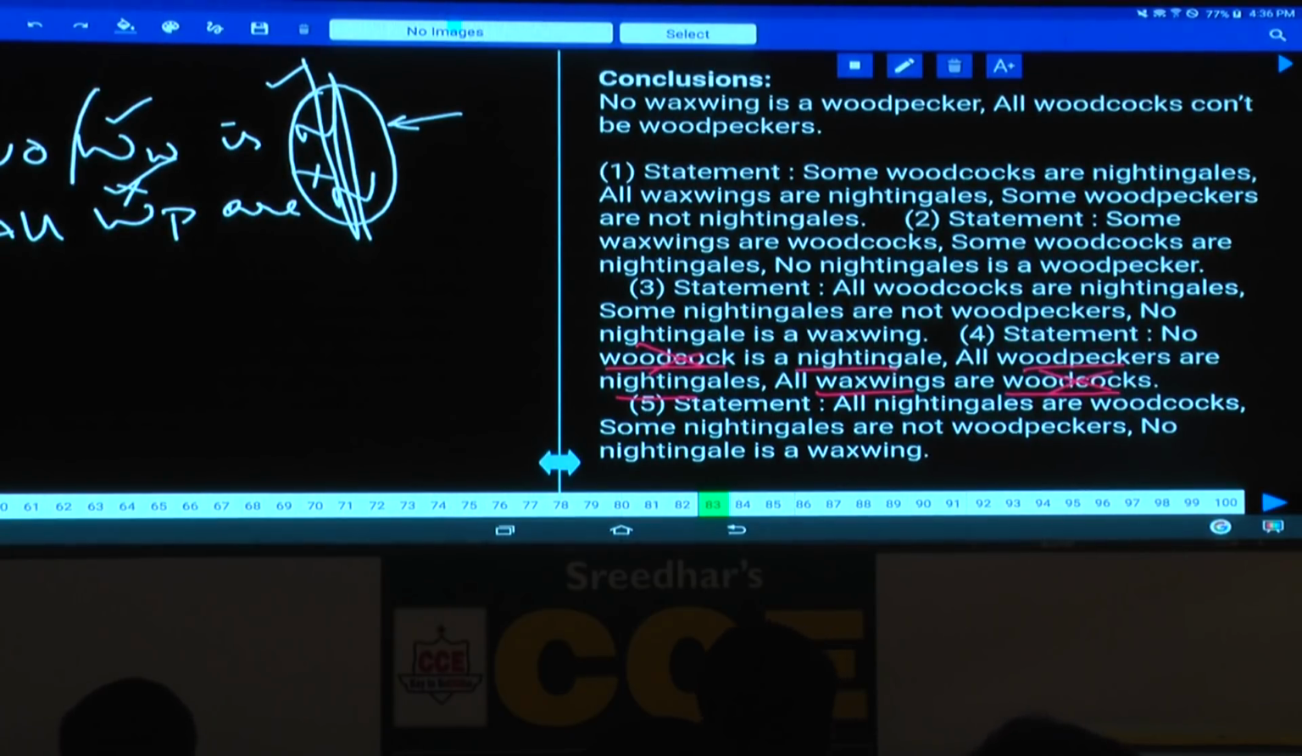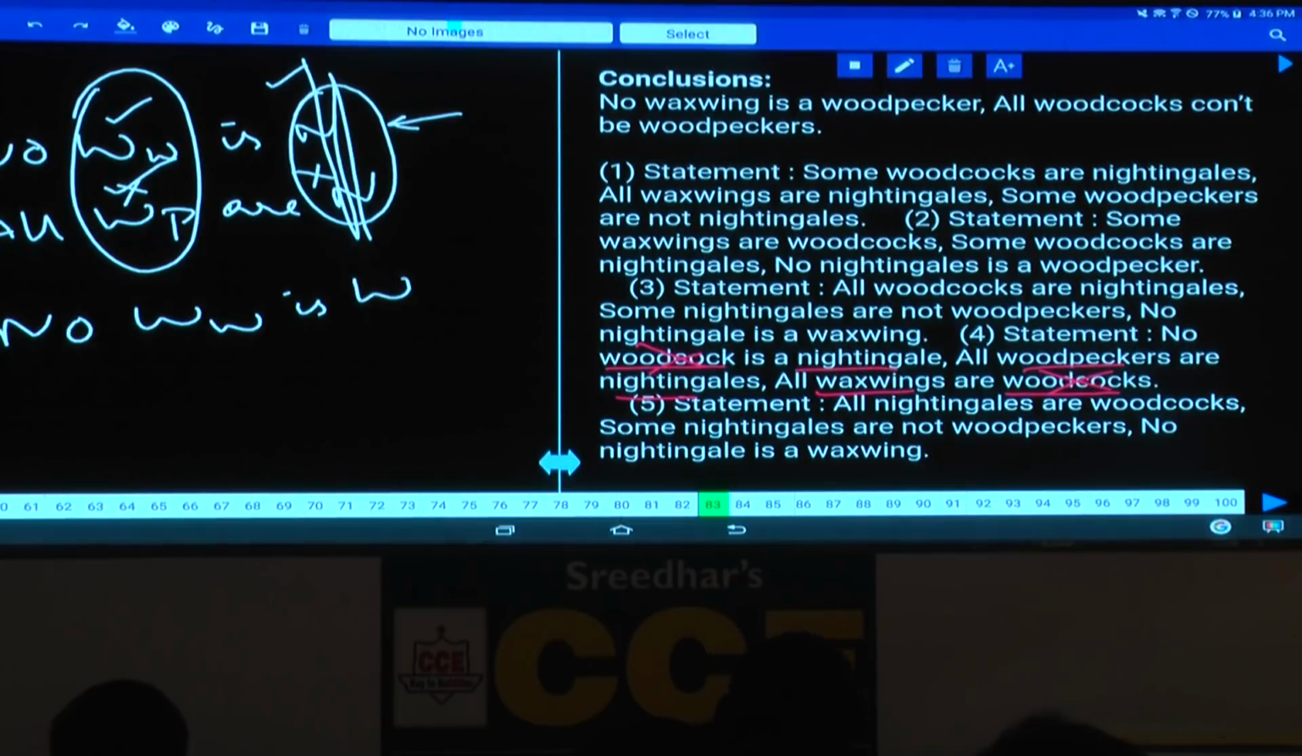And the conclusion must be in between these two. What is the final conclusion I got here? No waxwing is woodpecker. Isn't it? Am I getting the answer or not? Though we are not getting this one directly, with the help of the two statements I am getting one conclusion, and the second statement I am combining with this one. With the help of these two I was able to derive the answer.